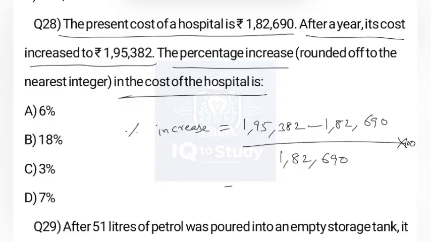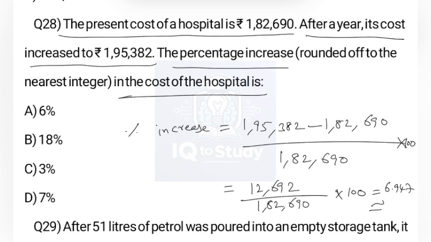That is equal to 12,692 divided by 1,82,690 into 100, which is equal to 6.947. That is approximately equal to 7%.